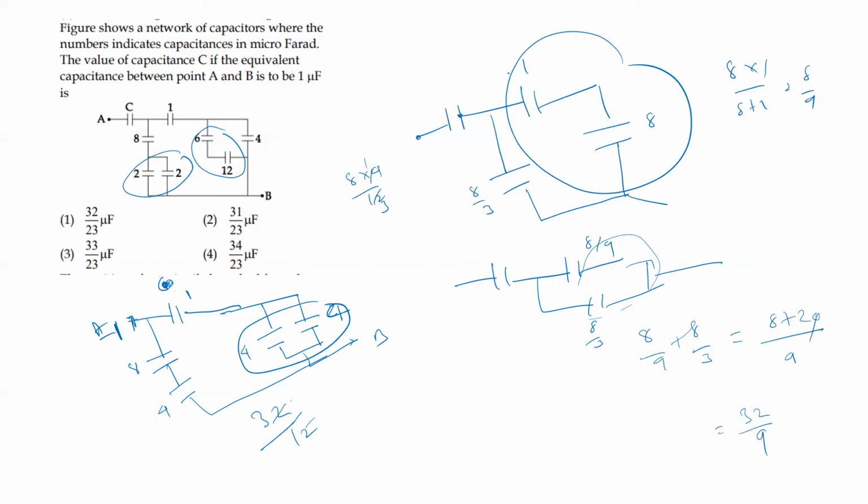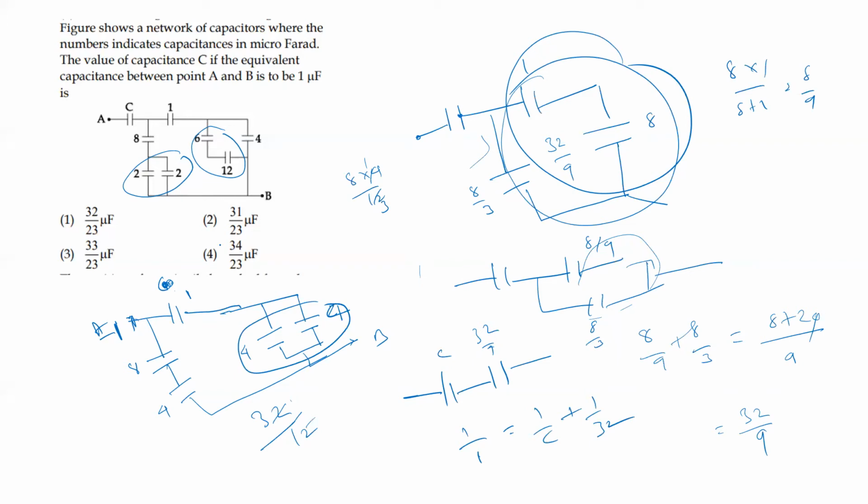So finally, we have this total capacitance as 32 by 9. And 32 by 9 and C, which combination? Series combination. This effective is given as 1. So 1 by 1 is equal to 1 by C plus 1 by 32. Simplify, you will get the answer 32 by 33.